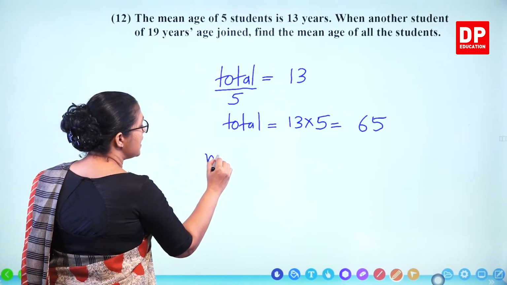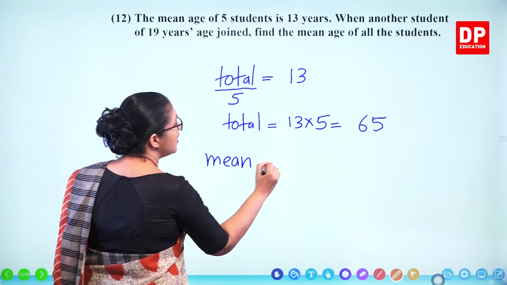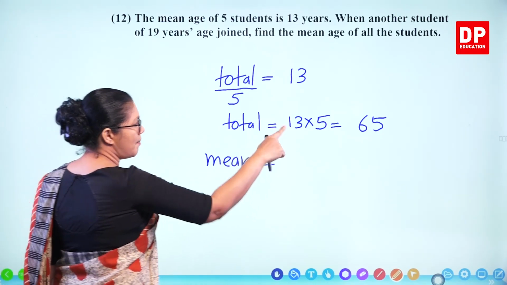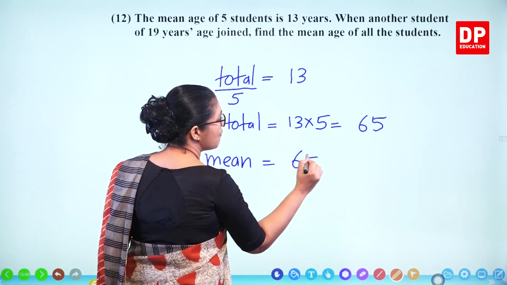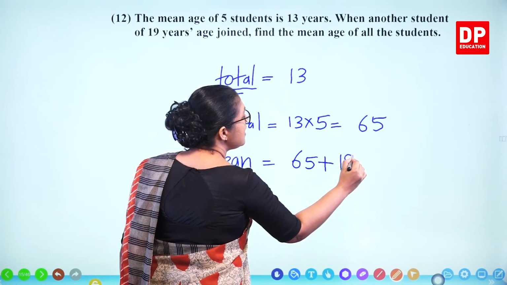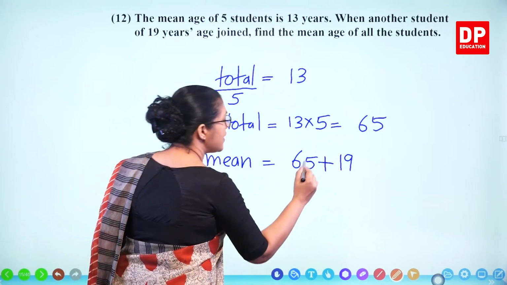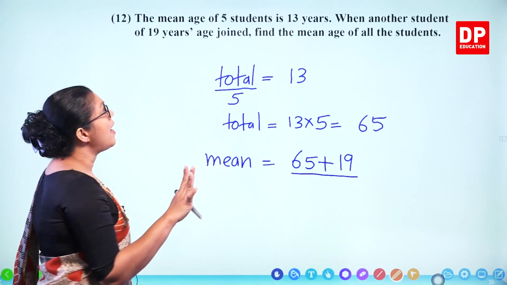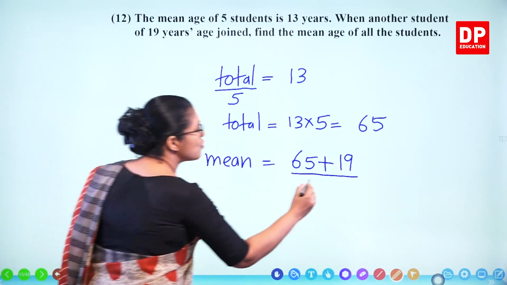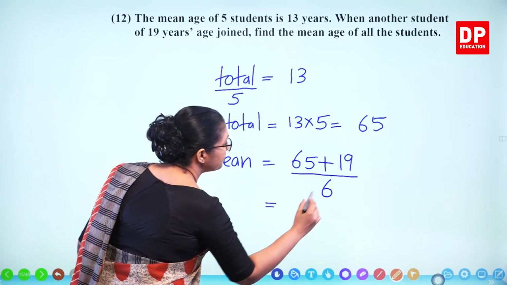So mean for the new one, previous total is 65 and a 19-year-old student joined this group. So you have to add that, and now there are 6 students. So you have to divide by 6.